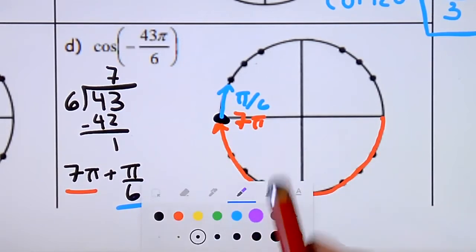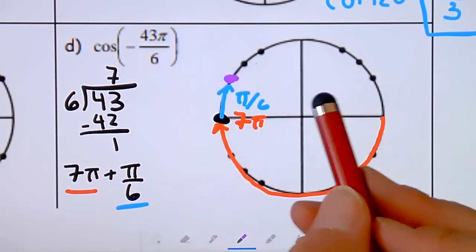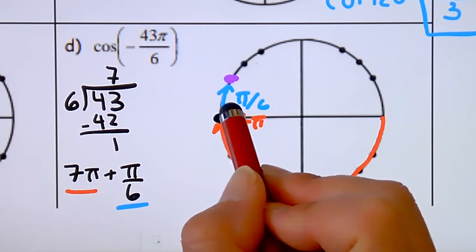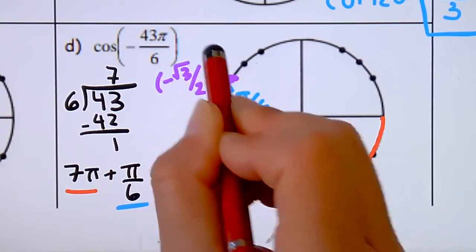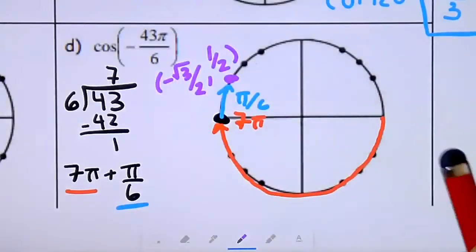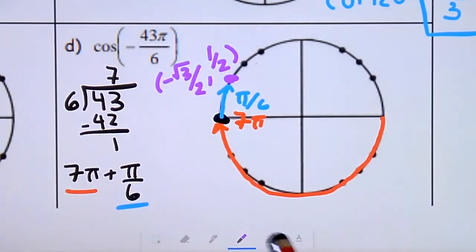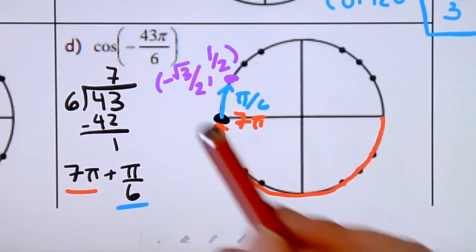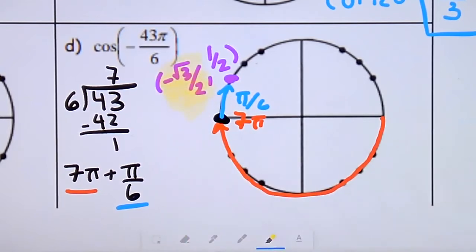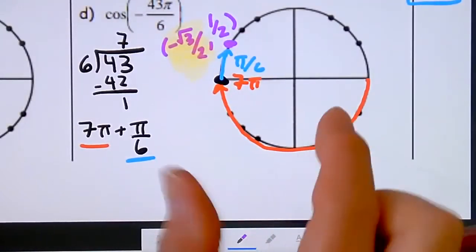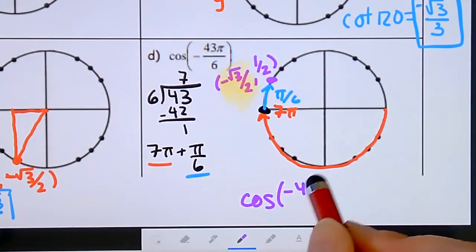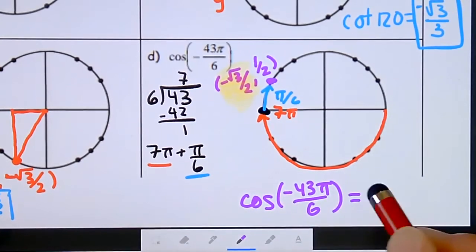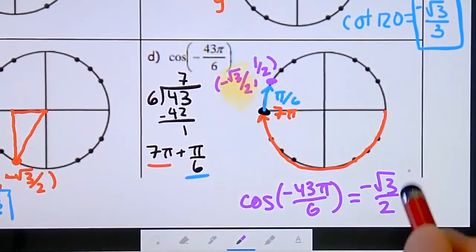And I ended up at this point here, and that point is long, comma, short, and it's negative, comma, short, positive, because of the quadrant I'm in. So now I want cosine. Well, cosine is your x, and that's going to be our answer. So let me just write it out. The cosine of negative 43 pi/6 is negative √3/2.